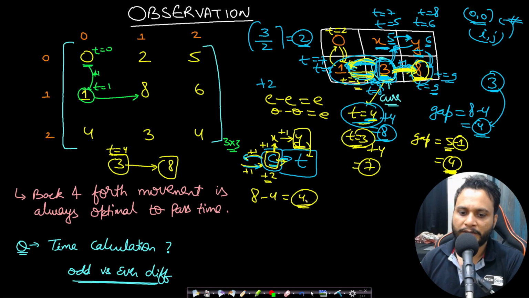So 4 is the gap. So this much time will definitely be wasted by moving back and forth. So you add 4 to this, it will be 8, and then add plus 1, because one time will be taken to make the jump.